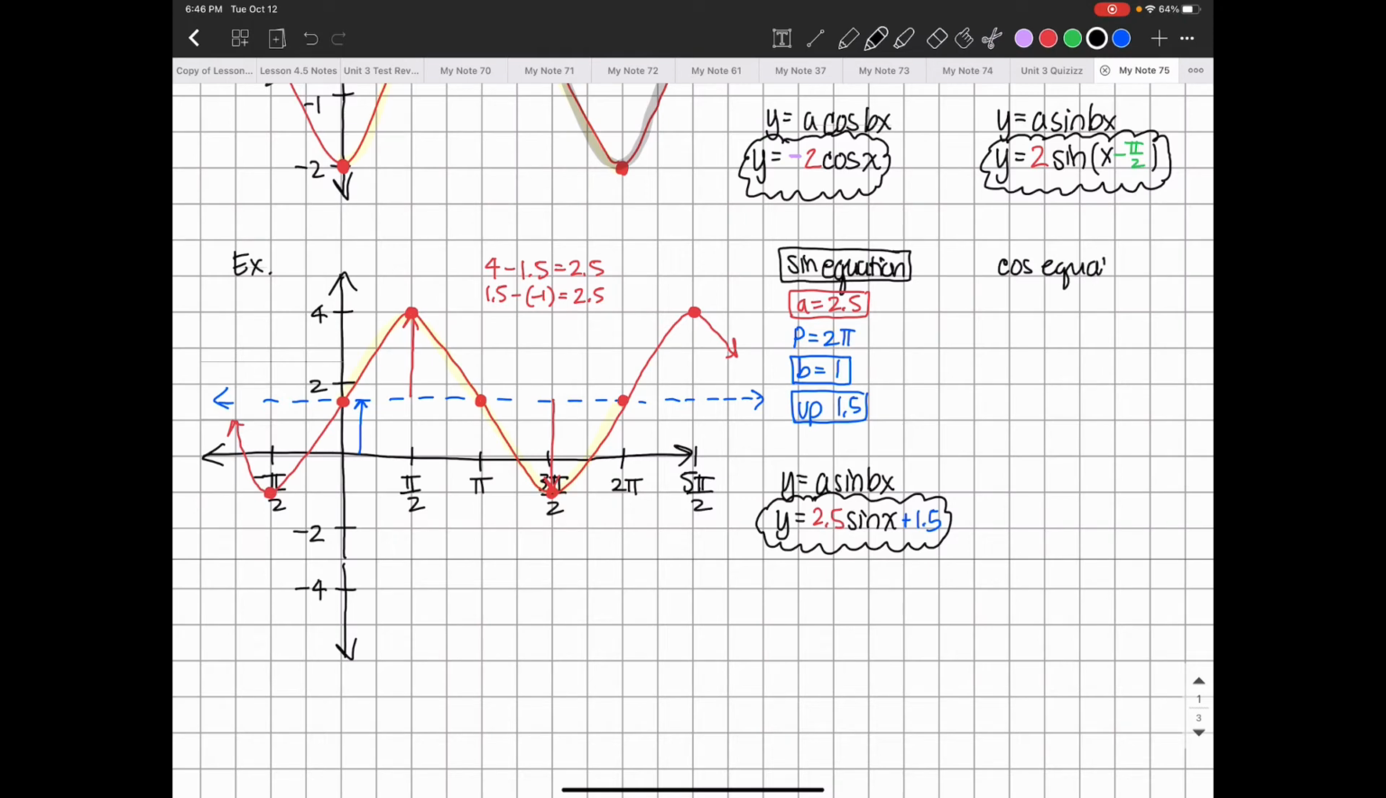I can also write a cosine equation. I'm going to do that. I know that the amplitude is the same. A is 2.5. That's the same. I'm going to highlight this. So to the right, the first U shape that I see is here. That's the first U shape that I see. And I know that that shape from pi over 2 to 5 pi over 2, that's a horizontal distance of 2 pi, which means that b is equal to 1 again.